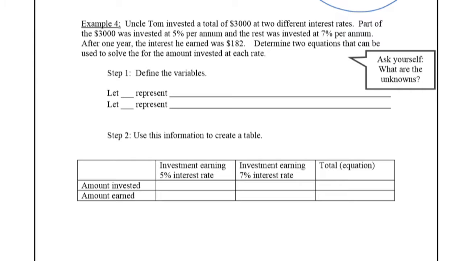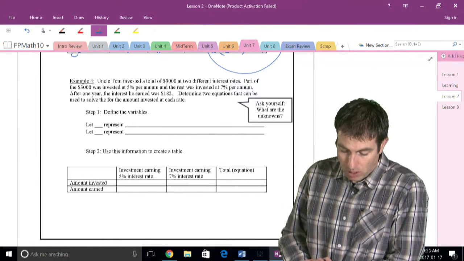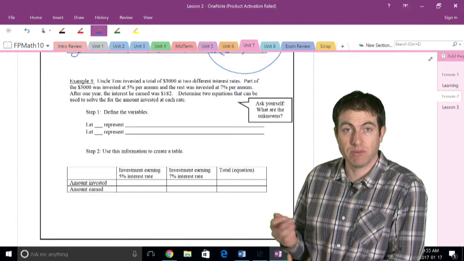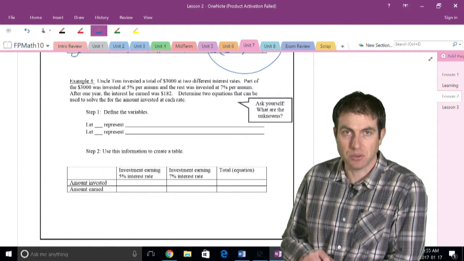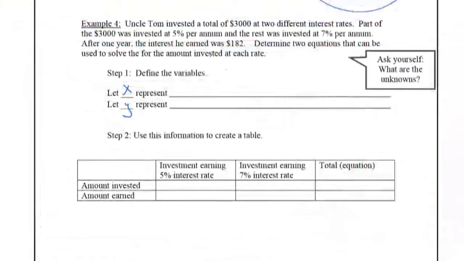What information don't I know? Well, I don't know how much was invested at either rate. So why don't we come up with the amount invested at each rate. Those are the two things I don't know. So we'll call one of them X, one of them Y. You can call them A and B, or whatever variables you want.